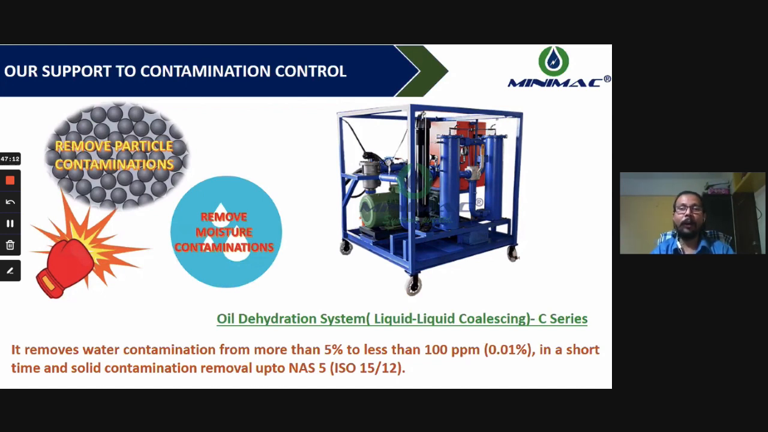So for the free moisture as well as the emulsified moisture, we have a very good dedicated system called the coalescence system, in which the water and oil mixture passes through the coalescence system. In the coalescence, smaller particles get joined together to make a big particle, and due to density difference, it will settle down at the bottom of the tank, where we can drain it. So emulsified moisture or free moisture will be accumulated at one location so that we can drain it. Definitely this is not going to serve the purpose if the moisture is dissolved, but cases of dissolved moisture are very, very few compared to emulsified and free moisture.